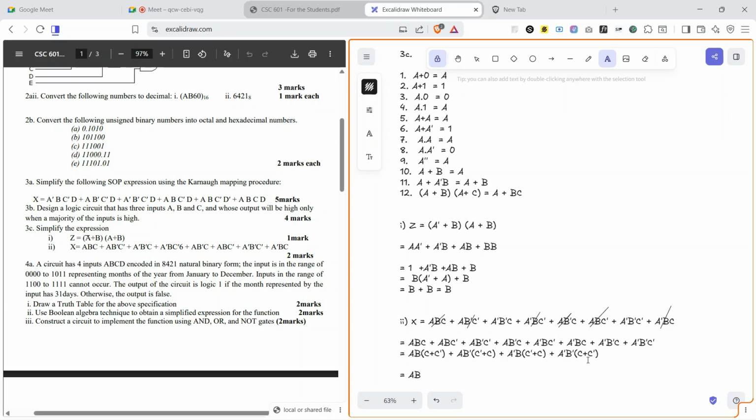So we have AB plus AB bar plus A bar B plus A bar B bar.